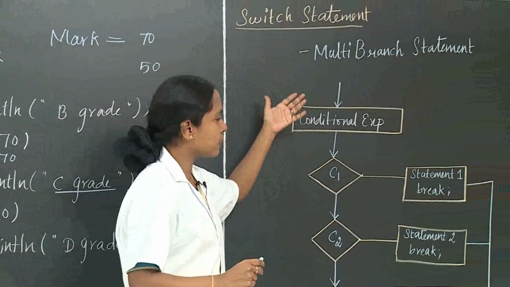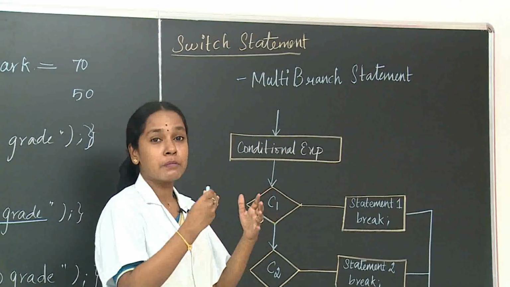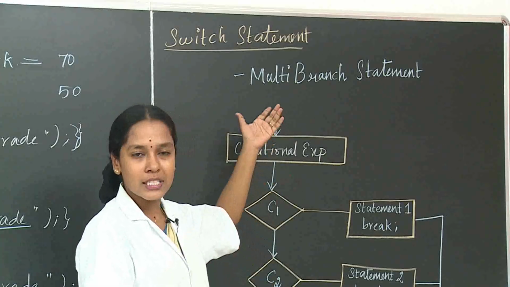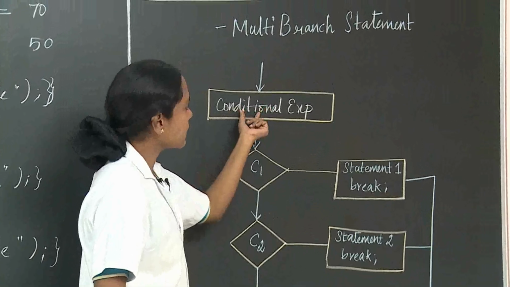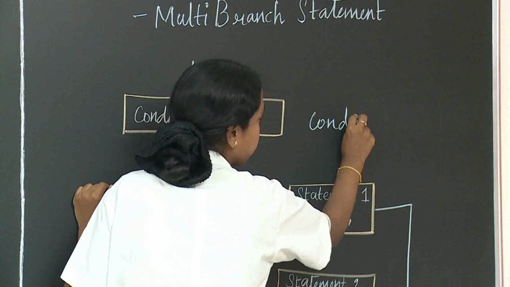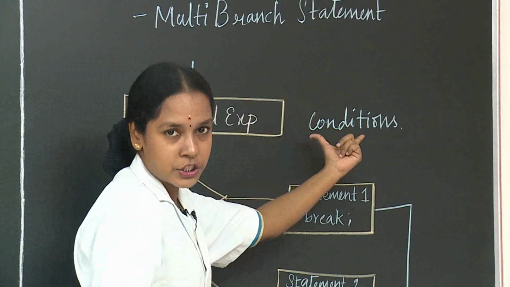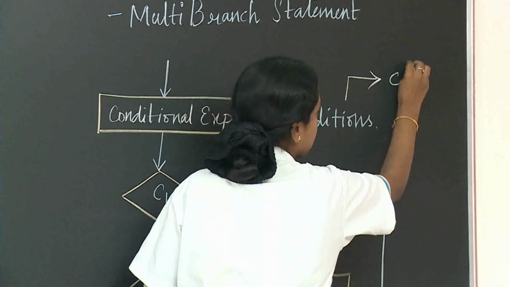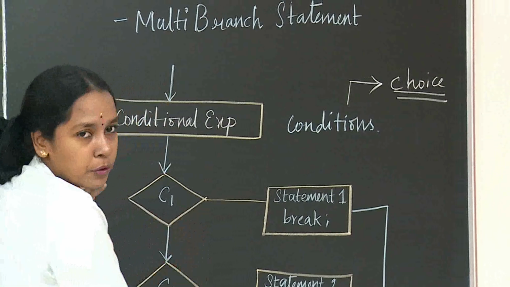Now we go to the switch statement. Switch statement is nothing but a multiple branch statement. I am going to declare a single condition with multiple cases, which is called a multiple branch statement. First one is the conditional expression. Here I am going to give my conditions. Depending upon the choice, the output will be executed.